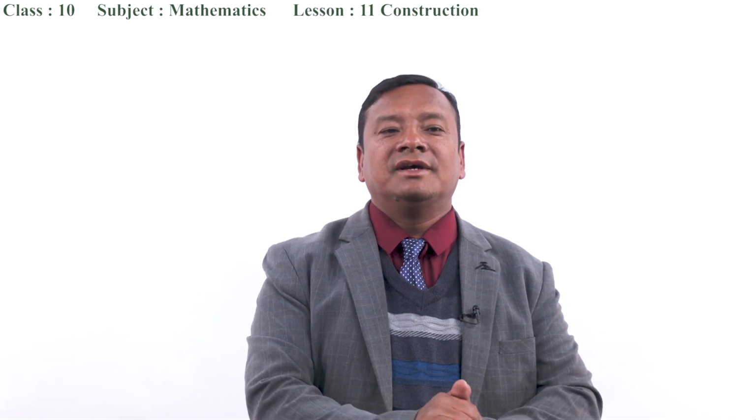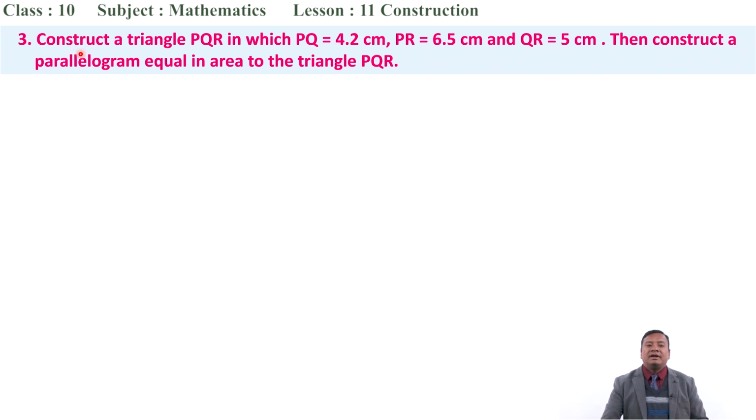Now the next type of question here. Look carefully. Here also we have to construct a triangle according to this given information, and after this we have to construct a parallelogram equal in area to the triangle PQR. But here in the parallelogram, there is not given any dimension. Yes, here there is not given any angle and sides, right? For these types also, first of all we have to construct a triangle at first, right? Okay, here also at first we have to draw a rough sketch.